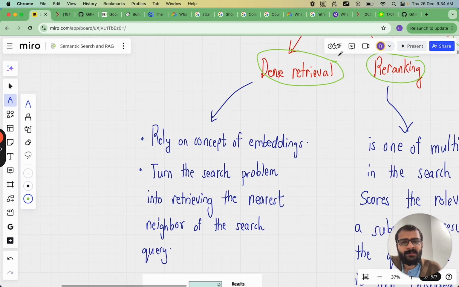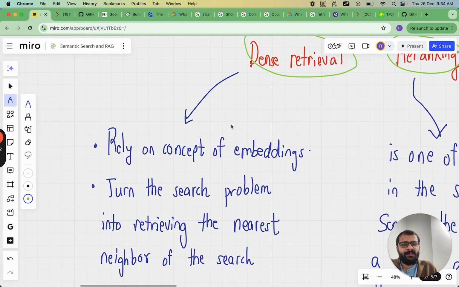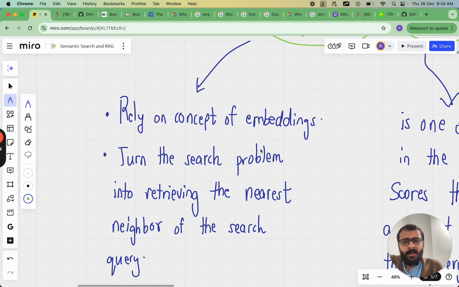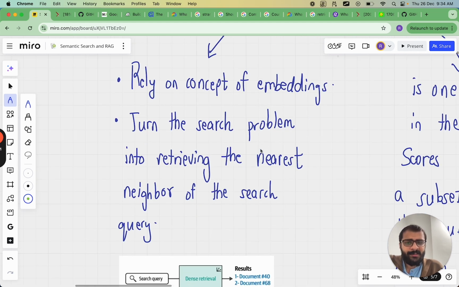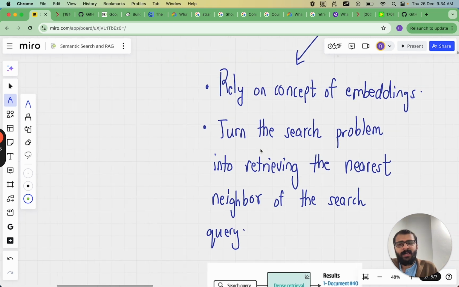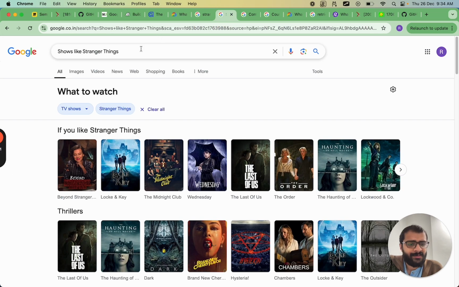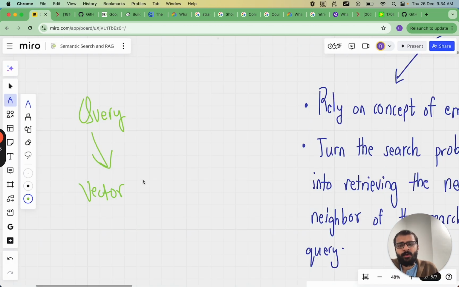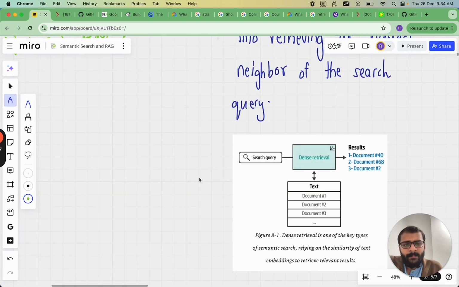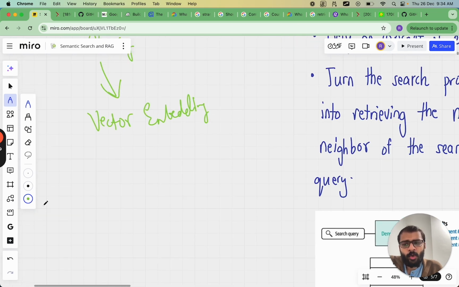The first method is probably the simplest. That's called dense retrieval. So dense retrieval really relies on the concept of vector embeddings, right? The essential thing which is done in dense retrieval is that we take the query. We have the query, right? That query is converted into a vector embedding. Let's say I'm searching for shows such as Stranger Things. This query is converted into a vector embedding and then we look for documents.